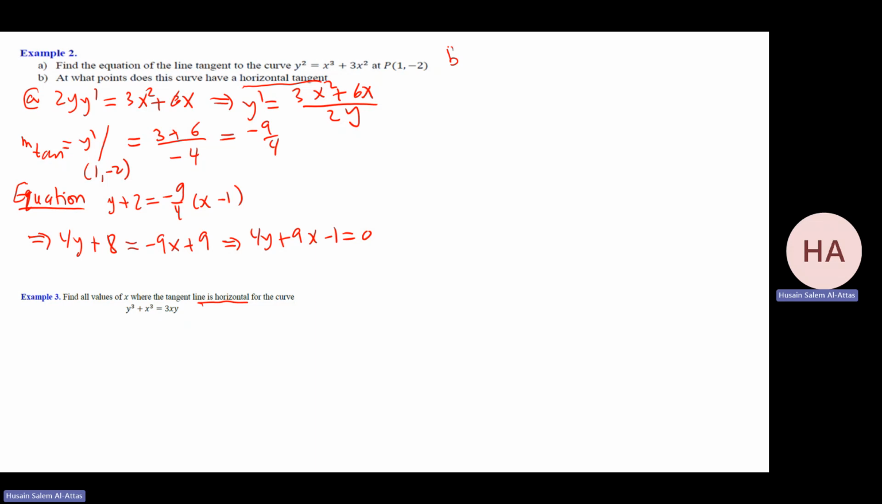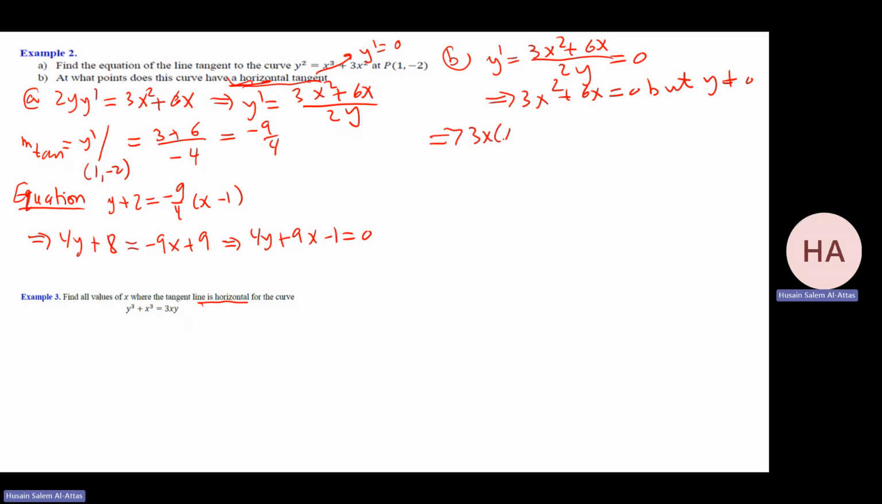This is part A. Part B. Horizontal tangent. Horizontal tangent means y prime equals 0. So this is y prime: 3x squared plus 6x over 2y equals 0. Be careful. That means what? 3x squared plus 6x equals 0, but y not equal to 0. Solve this. That implies 3x, I can take it as common factor, x plus 2 equals 0. So I have x equals 0 or x equal minus 2.